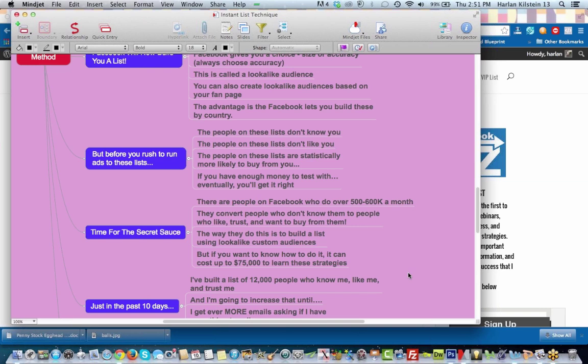And the way that they do this is that they build a list using lookalike custom audiences. So, for example, let's say I'm selling a supplement, and I get enough sales. I can upload my custom audience to Facebook of the people who have bought my product. Facebook will give me all of the information about that list. I can now target people exactly in that demographic and make even more money even faster.